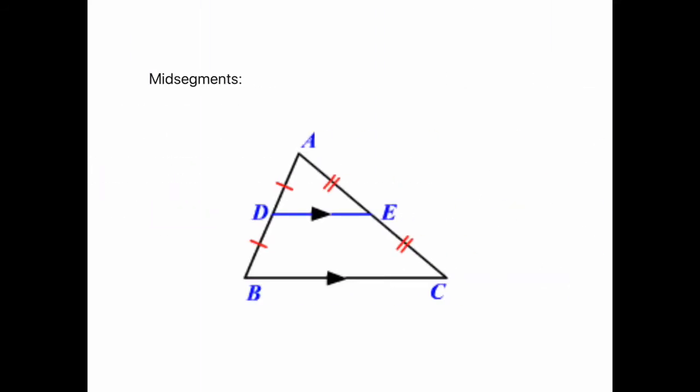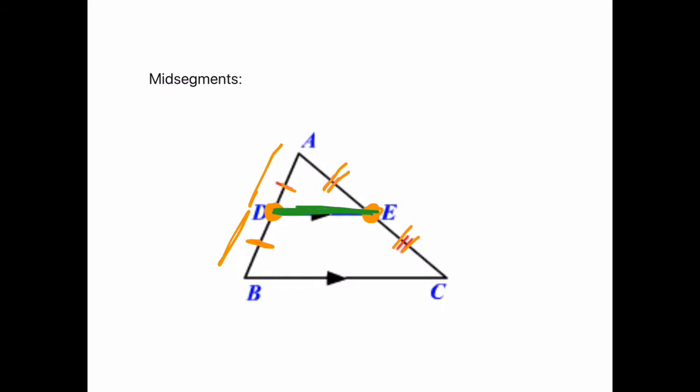We begin today with the idea of a mid-segment. A mid-segment is exactly what it says, a segment that goes through the middle of a triangle. It connects the midpoints of two sides. So if you notice, AD here is the same as DB, they have the hash marks, and AE is the same as EC. So this point here, E, and this point here, D, is the middle of each of those lines. And when they connect them, what they get is the mid-segment right here.